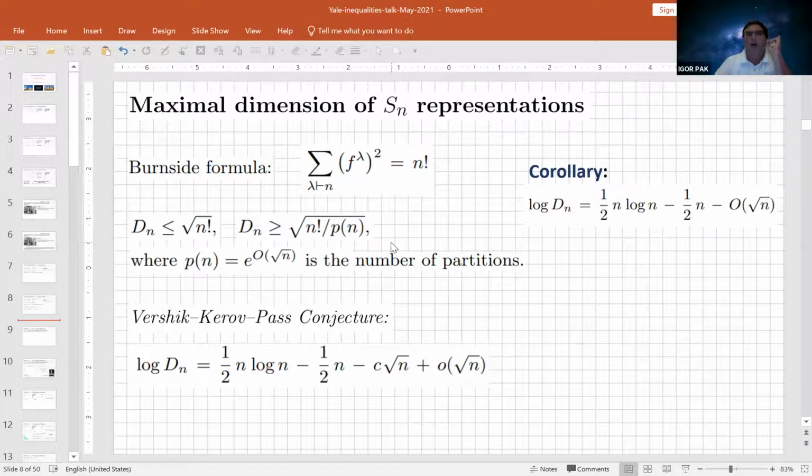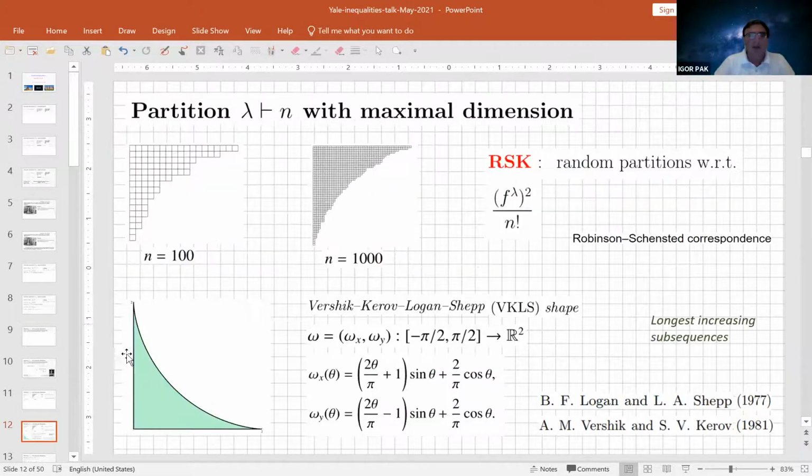So partitions have a certain number of Young tableaux, so a partition corresponds to a character which has a dimension. Now the claim is that the maximal will have that shape, but not only the maximal, the random one with respect to this Plancherel measure. I didn't want to say these words.